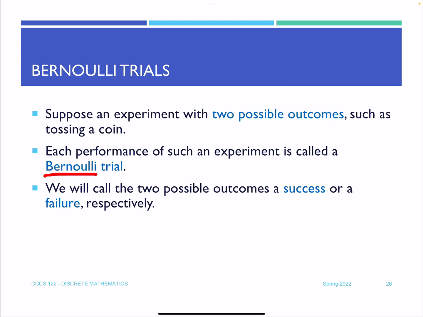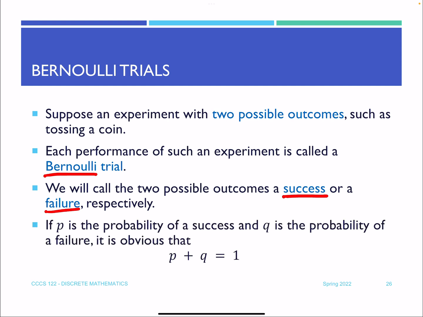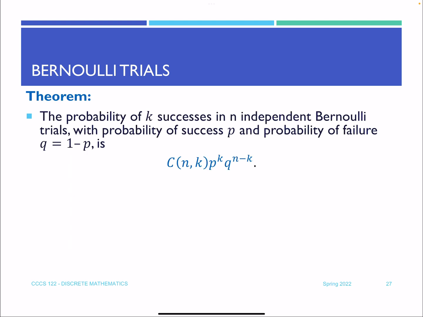We often also label the two outcomes success or failure. If P is the probability of the success event and Q is the probability of the other event, the failure, obviously, since there are only two possible outcomes, P plus Q will equal 1.